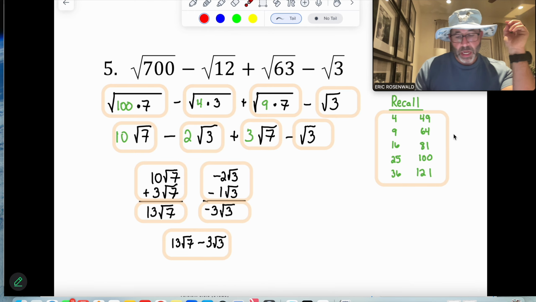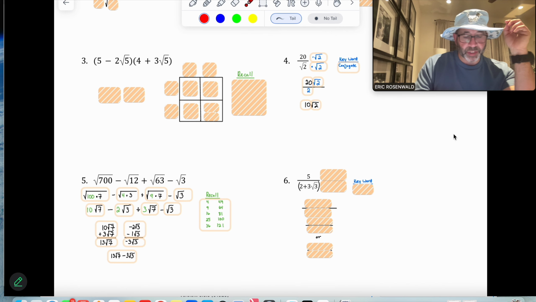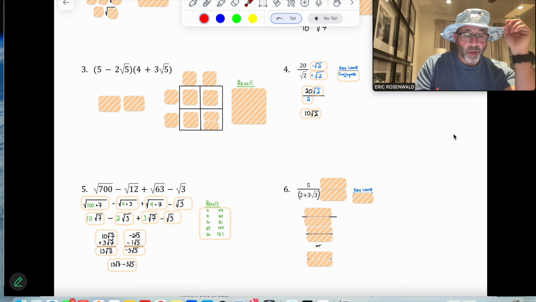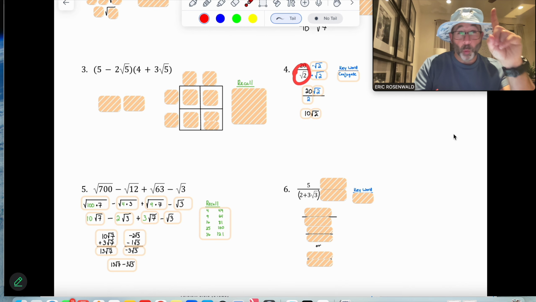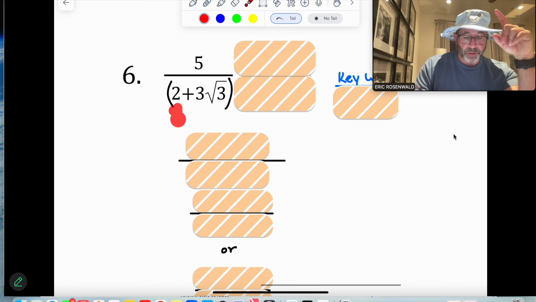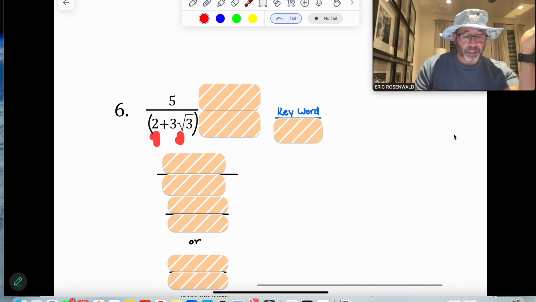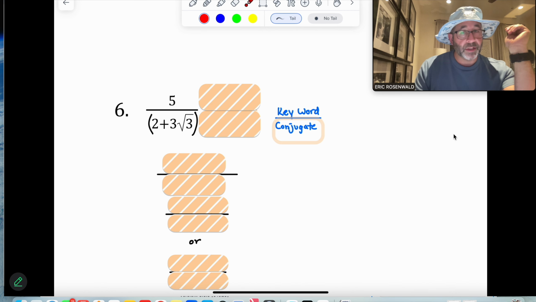Okay? All right, number 6. The difference between number 6 and the one above it is, remember, up above here, this is a monomial. There's only one term there. But when we look down at number 6, this is a binomial. There's one here and there's one here. So there are 2 terms, which makes it a binomial. We still use the conjugate here. We're still going to use the conjugate.